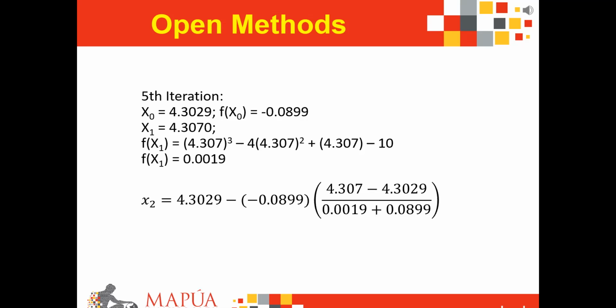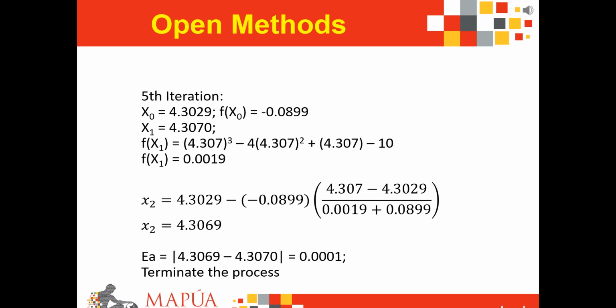Thus, your root value can now be computed like this with a value of 4.3069 based on the solution. Hence, our absolute error now satisfies our terminating condition, which is a value of 0.0001. Thus, we terminate the process.